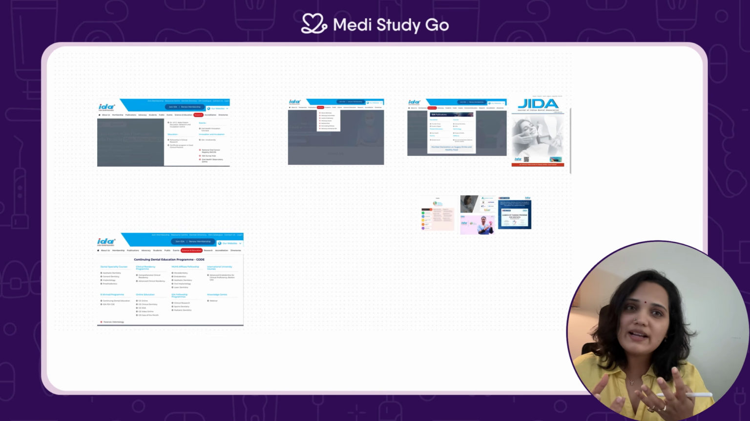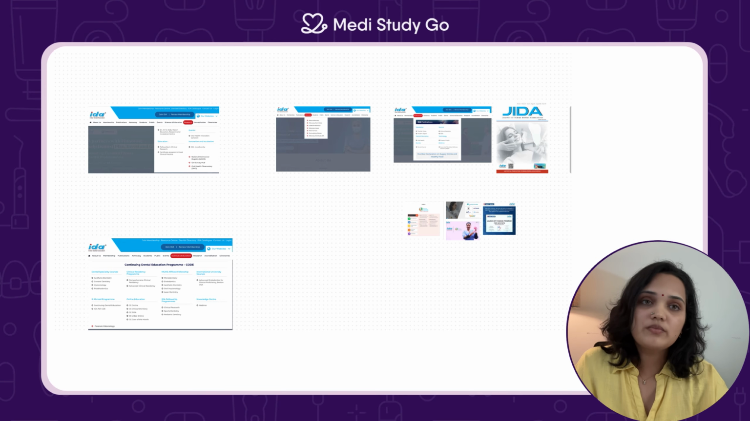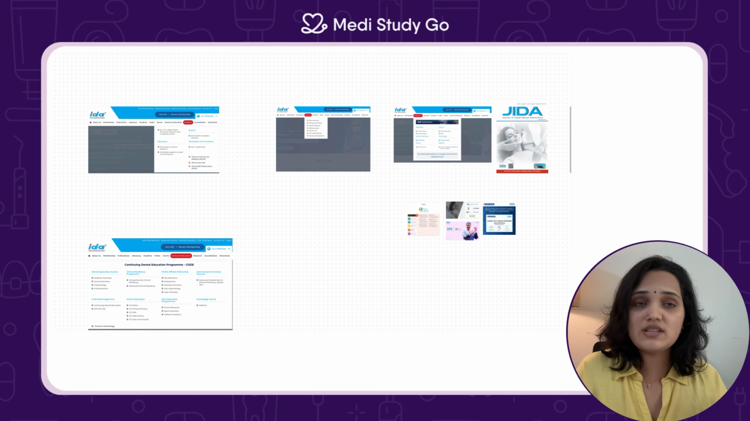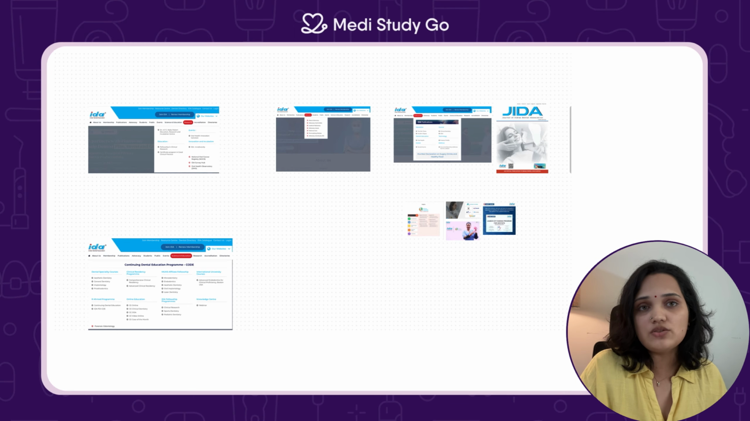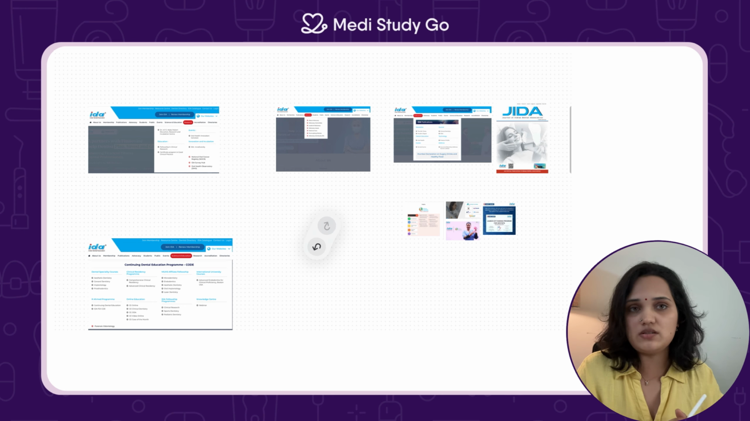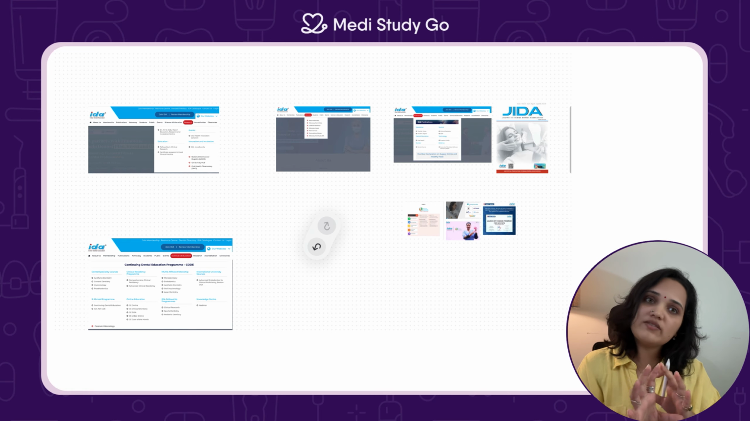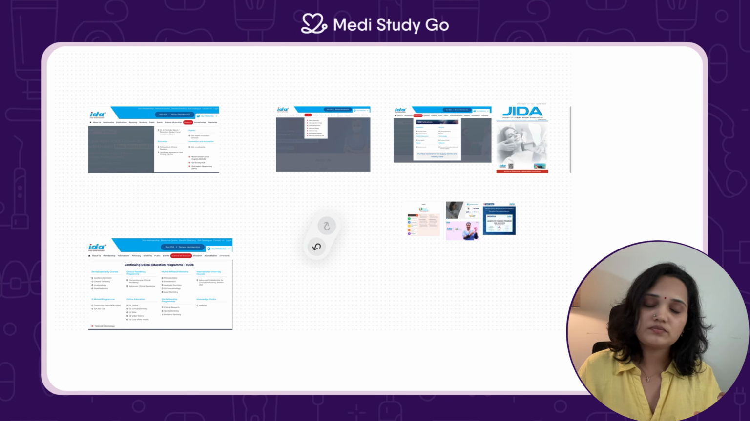Now let's go to the functions and activities. So how does IDA put all these objectives that we've just learned about into action? The IDA puts these objectives into action through things like academic activities. They have state and national level conferences, scientific sessions, seminars, or workshops. And the learning never stops here.